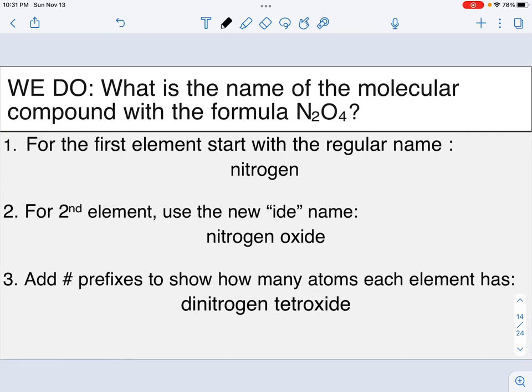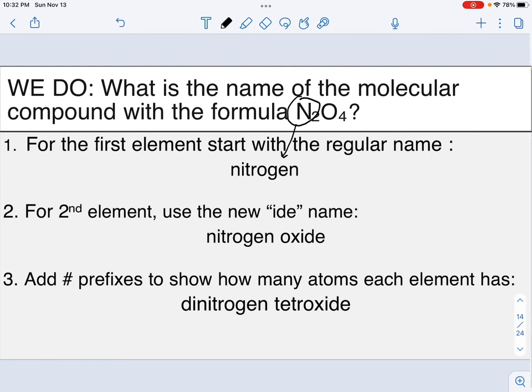What is the name of the molecular compound with the formula N2O4? So let's start out with our rules. For the first element, you start with the regular name. Looking at this molecular compound, our first element has the symbol N. That's nitrogen. So we're just going to write nitrogen, because for the first element, you just write it as we know it. Nitrogen, nice and simple.